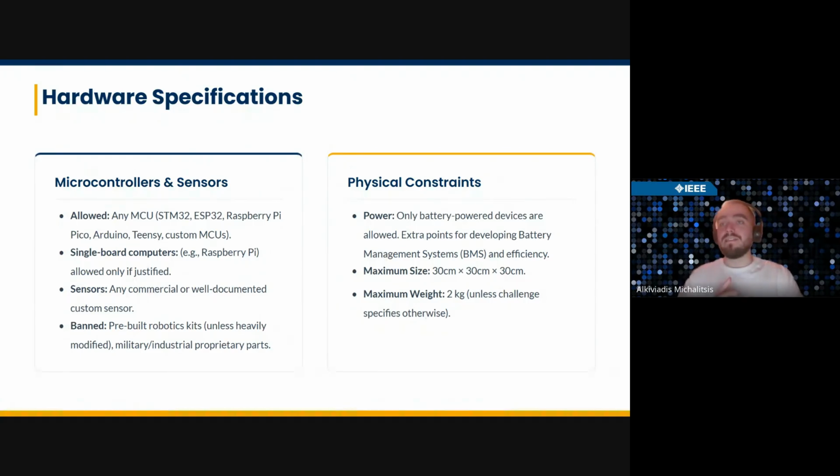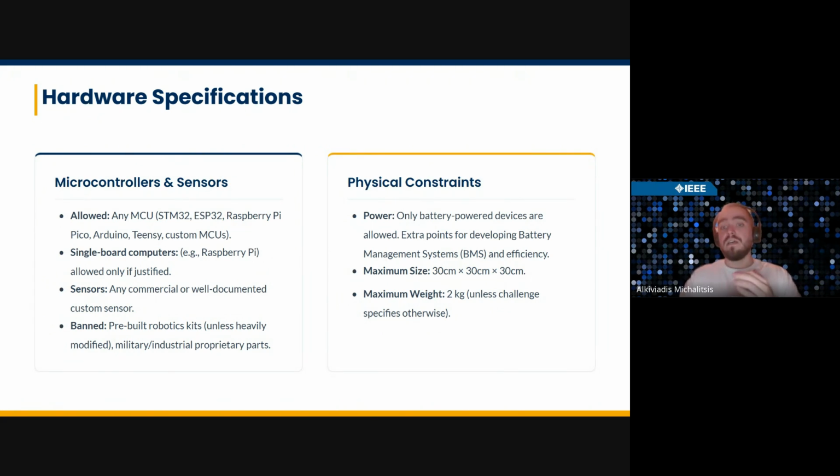Now, regarding some other constraints that we have put in place, regarding the physical constraints, we want the physical prototype that you bring to be portable. So we want it to be battery powered only, with the devices in the project powered only via the main battery power plant. Also, if you develop your own battery management system, you might get additional points in your evaluation.